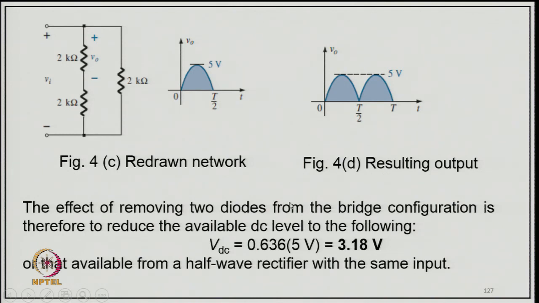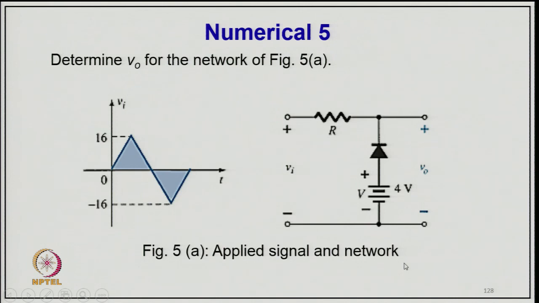So, you can just see what the network is with the voltage applied here, and then you get the second half also for the resulting output. The effect of the remaining two diodes in the configuration is therefore to reduce the available DC voltage to VDC equal to 0.636 into 5, that is 3.18 volt, available from a half wave rectifier with the same input.